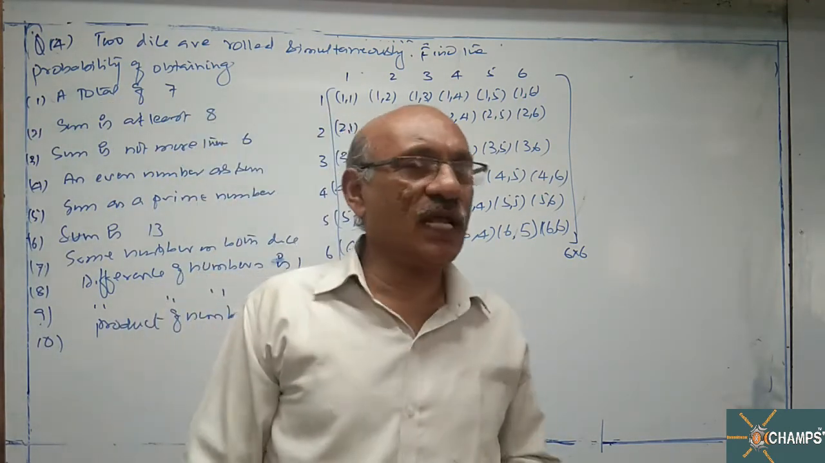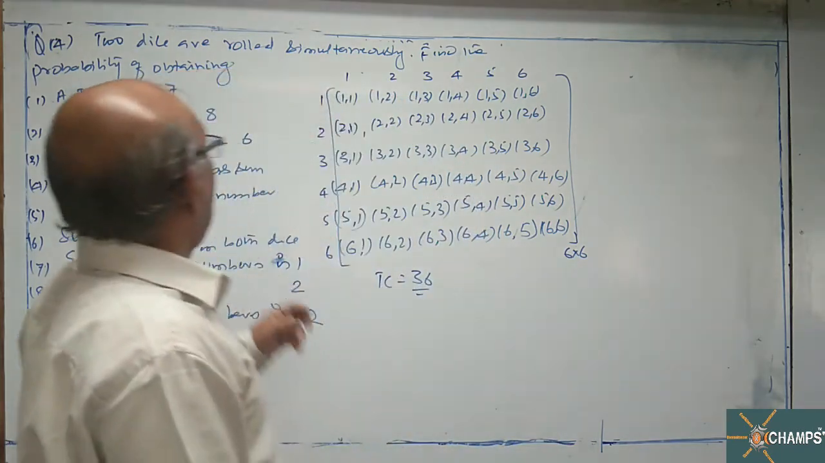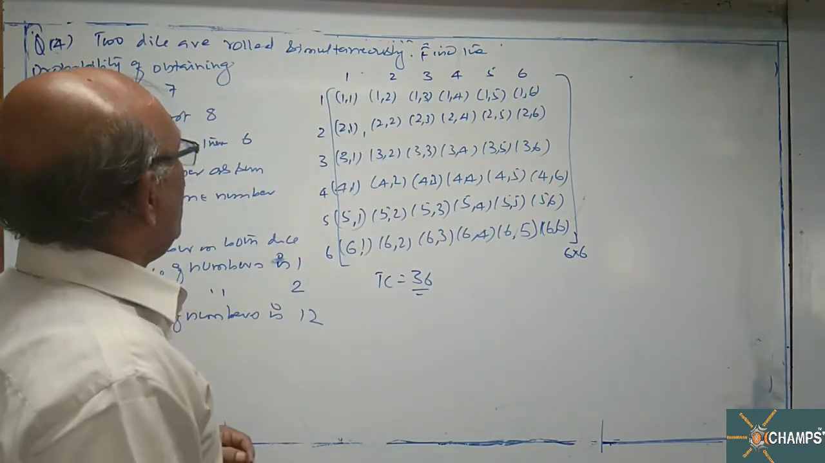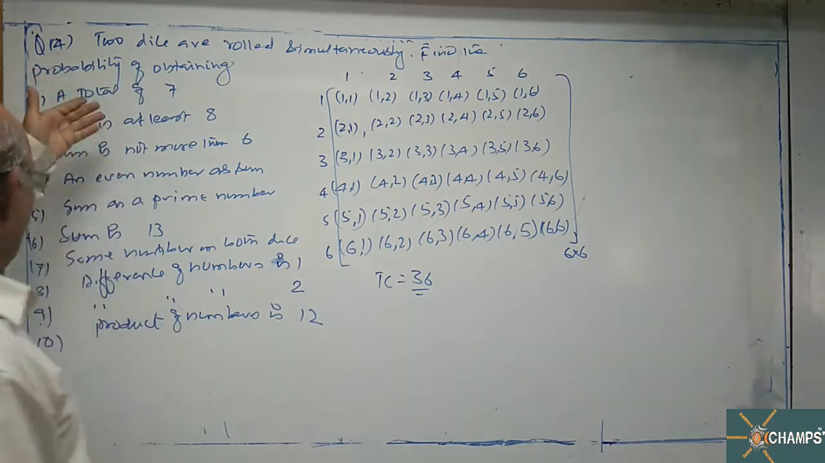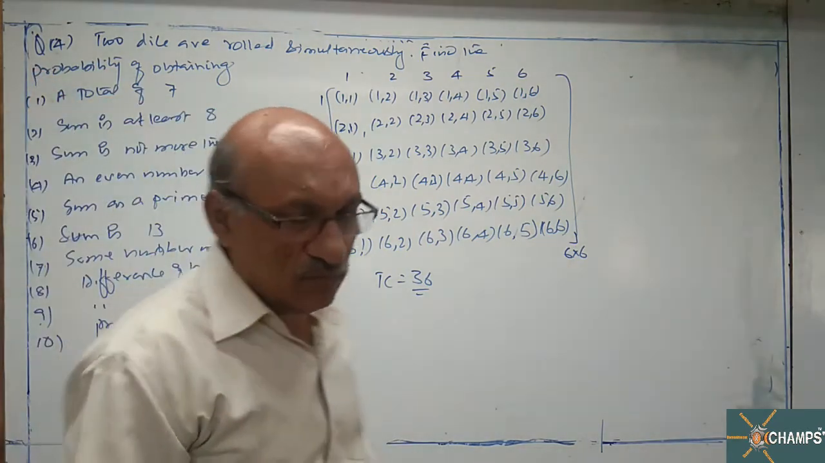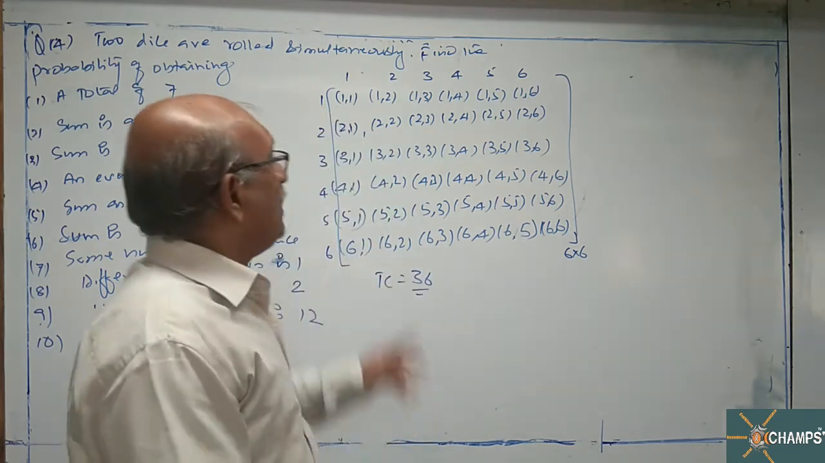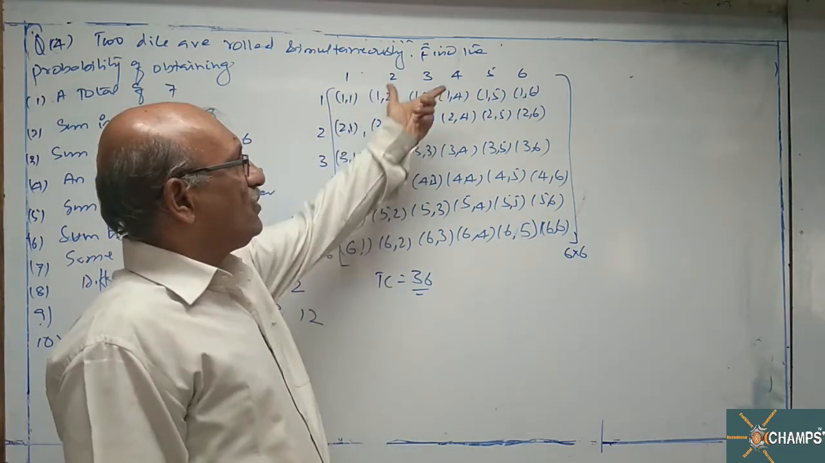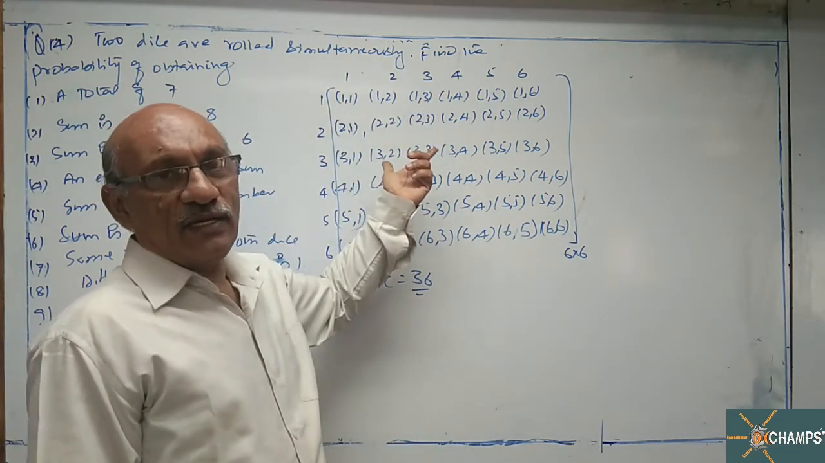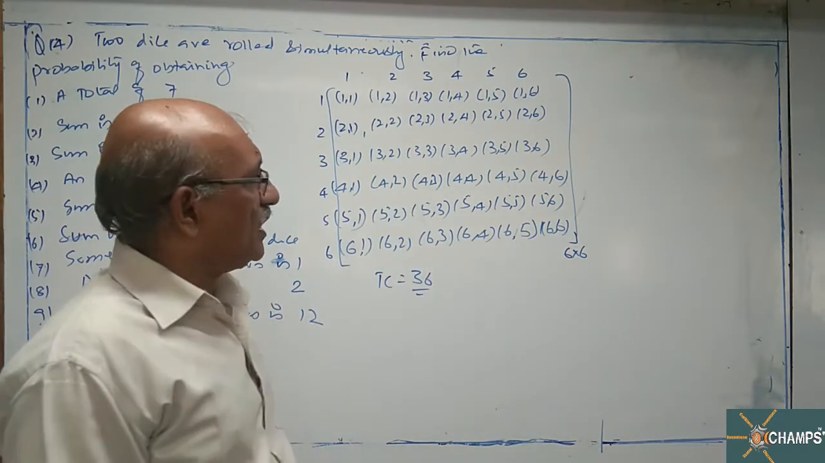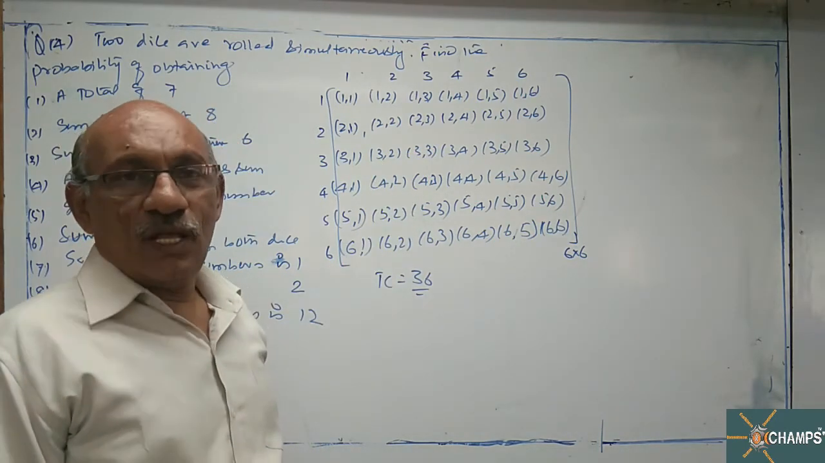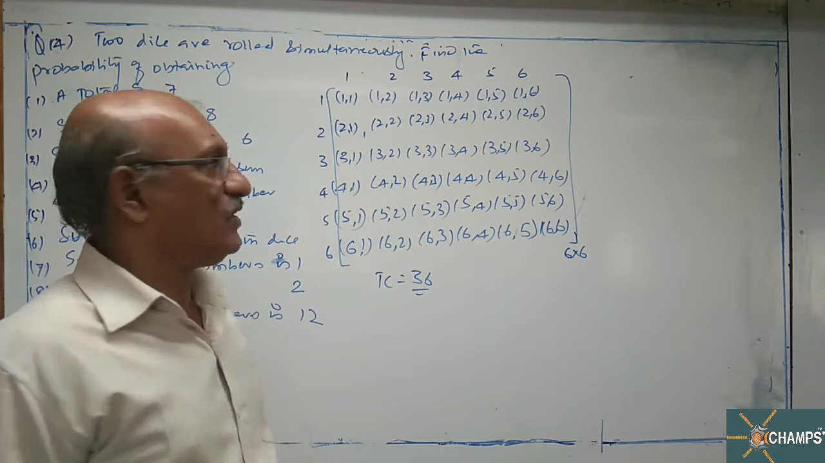Let me continue the last class problem. So this is my problem. Two dice are rolled simultaneously and these are the 10 questions I have to solve. For this, a sample space is required. Numbers on one die taken row wise, numbers on another die taken column wise. So there are 36 possibilities we have, which are called total number of cases.